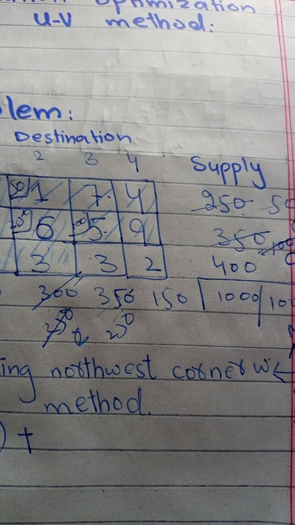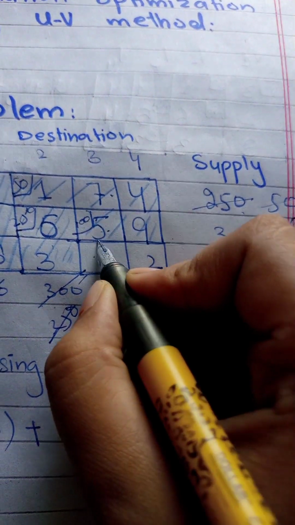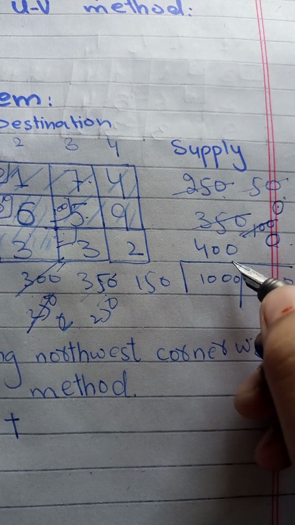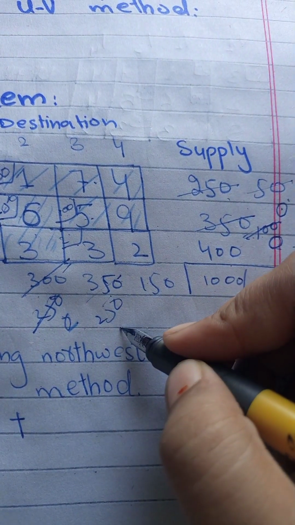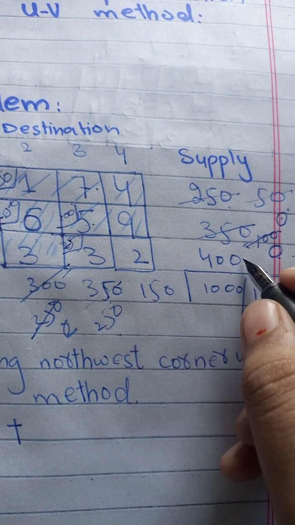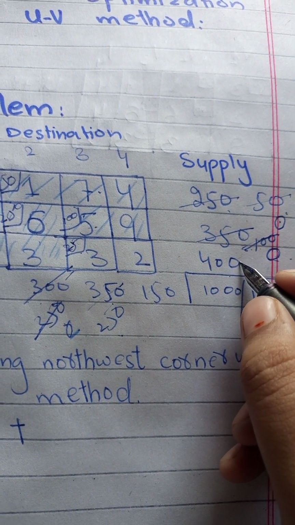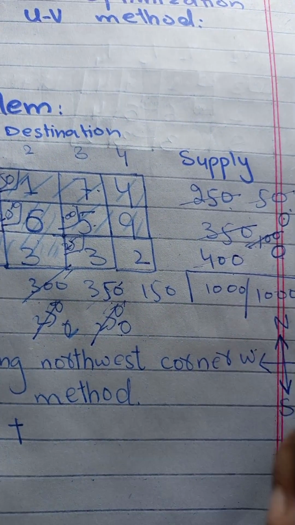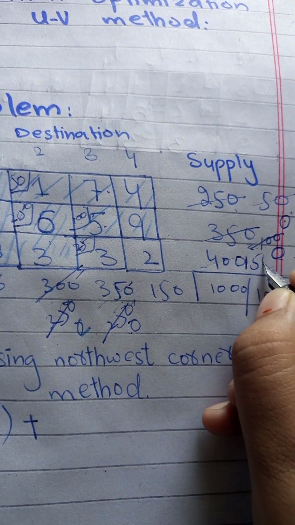Now moving to the next number. 3 is the respective number. Supply is 400 and demand is 250. We will write here 250 because 250 is least and 400 is more. 250 will turn into 0 and 400 will turn into 150.